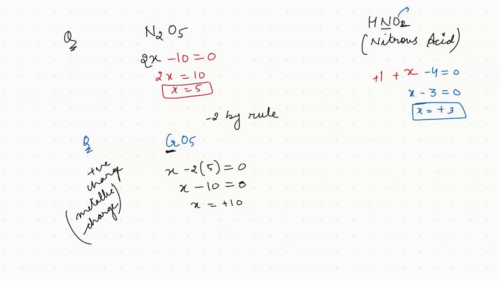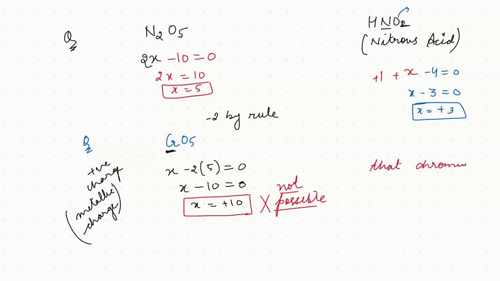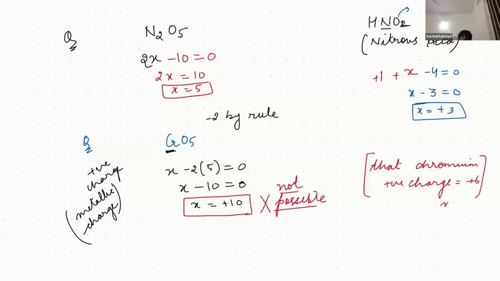So when chromium's charge here is going to be plus 10, what does that mean? That is not possible. Why? Because we have to remember one very important thing: chromium's positive charge can only go up to plus 6 maximum. Now it is not possible. That means this method of calculating the oxidation state of chromium is wrong. Or I would say this method does not suit CrO5.